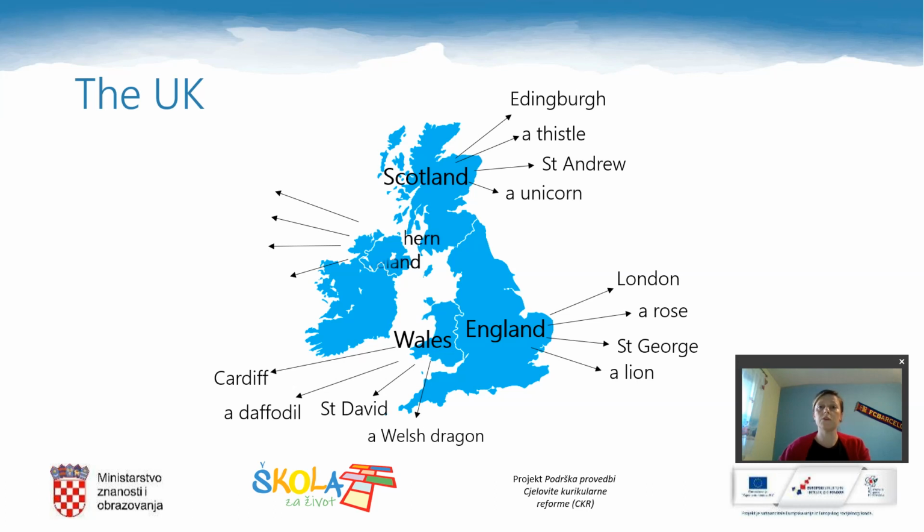And the fourth country in the UK is Northern Ireland. The capital city is Belfast. A shamrock is a national flower. St. Patrick is the patron saint. And a wren is a national animal of Northern Ireland.